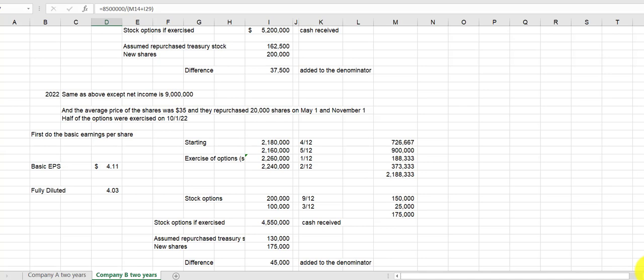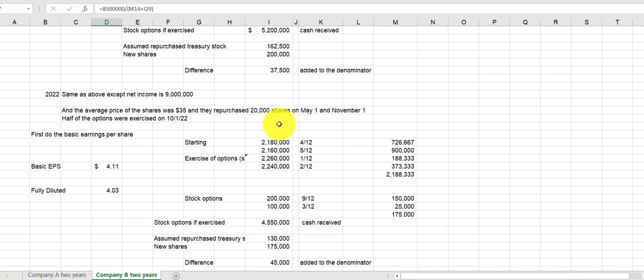An exercise of the option means that some of the options were used to buy shares. That means that we're selling to those employees new shares. Okay? So that is going to affect our basic earnings per share. So we really have three things that affect our actual shares outstanding. We repurchased on May 1st and November 1st, and the options were exercised on October 1st.